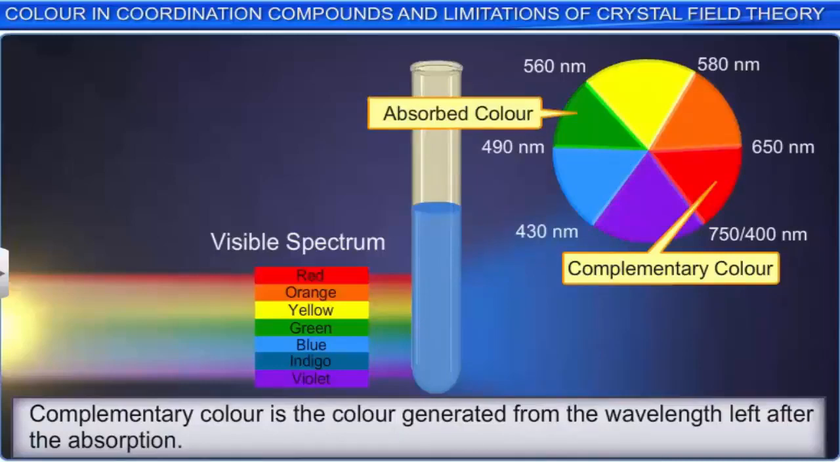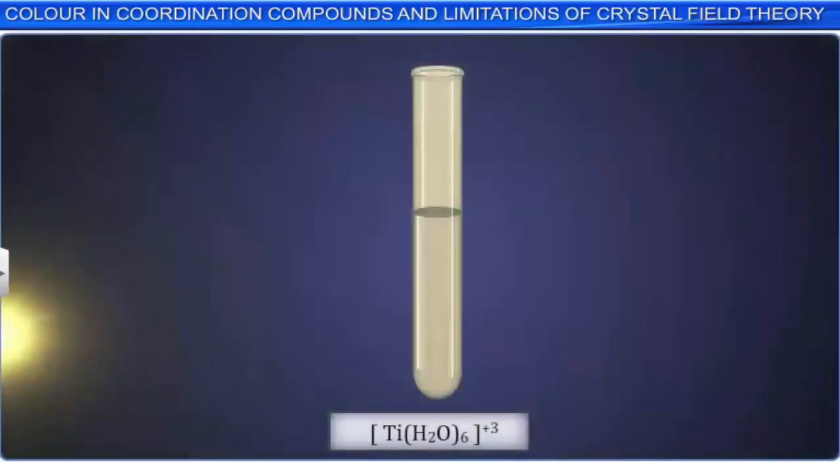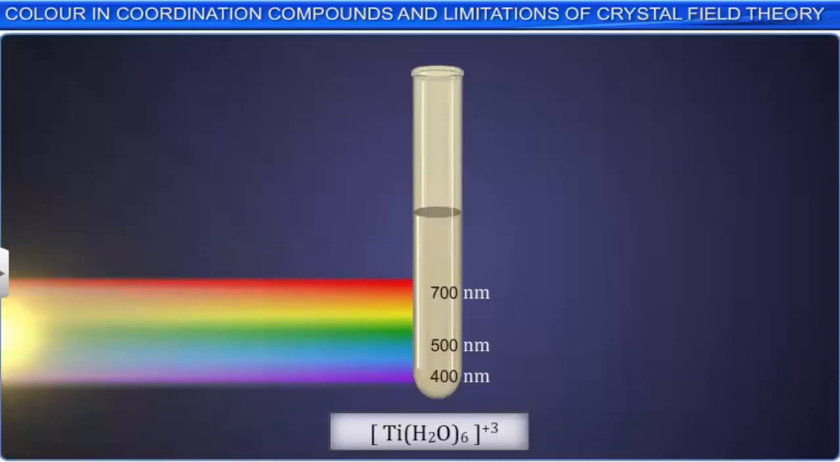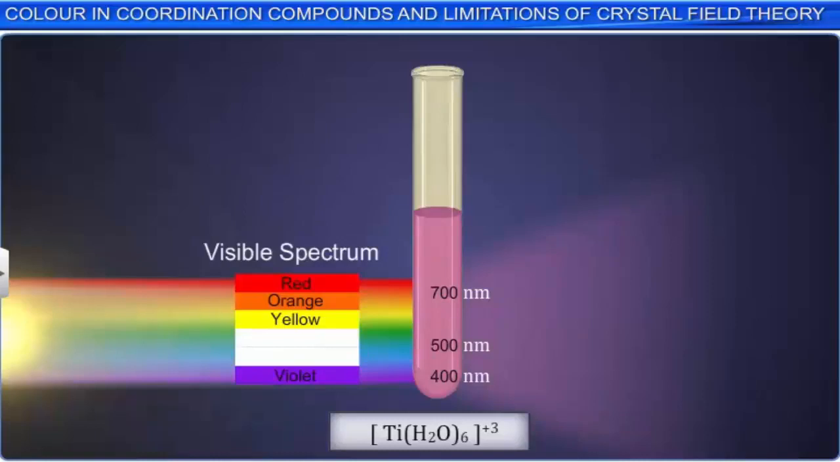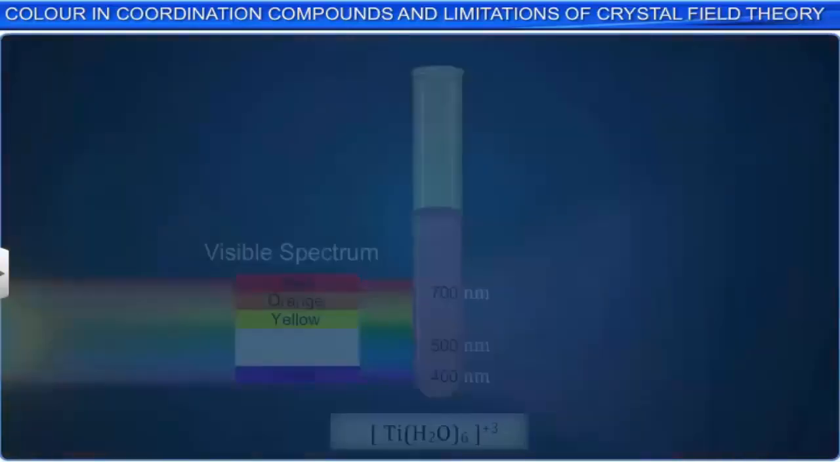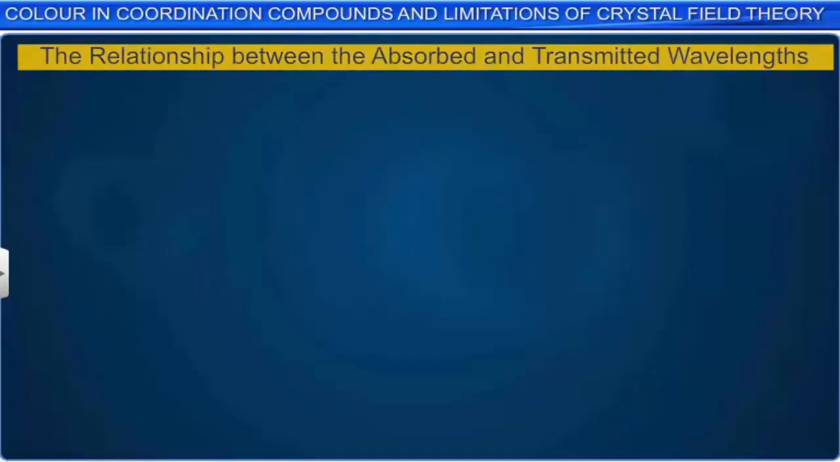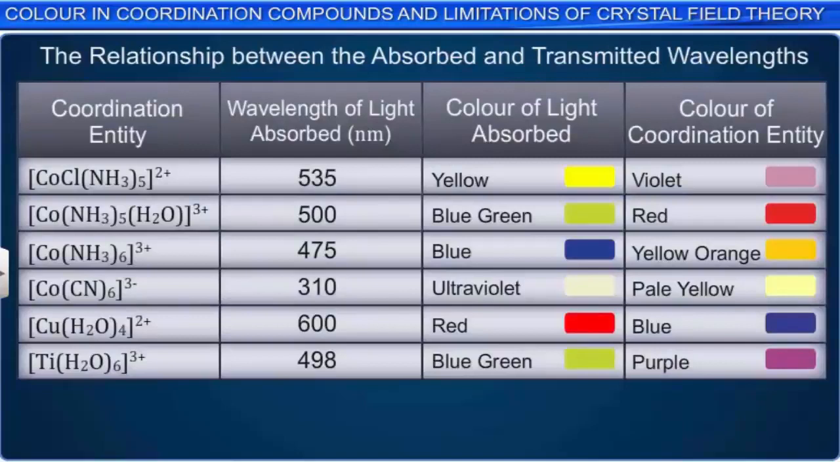For example, for hexaaquatitanium(3+), the maximum absorption occurs at 498 nanometers, which corresponds to the blue-green portion of light. The transmitted light is devoid of the blue-green portion, and hence the complex appears purple. The relationship between the absorbed and transmitted wavelengths can be readily understood from the table here. The origin of the color of coordination compounds can be readily explained in terms of the crystal field theory.